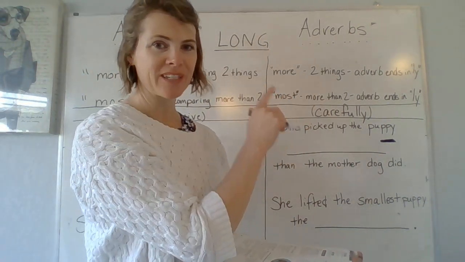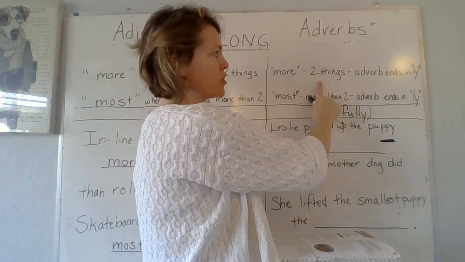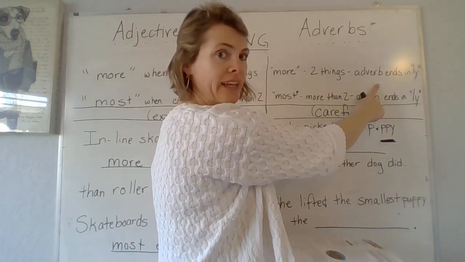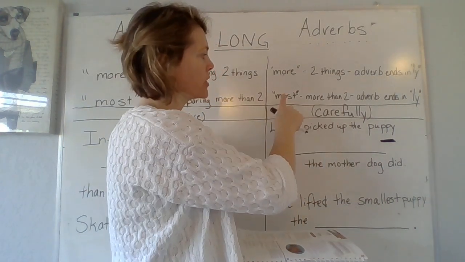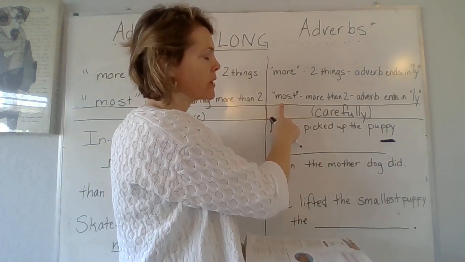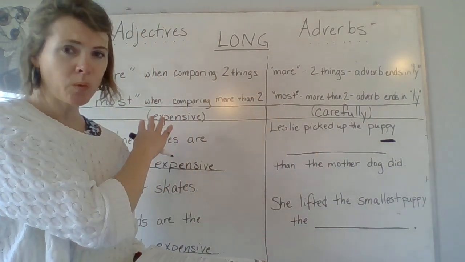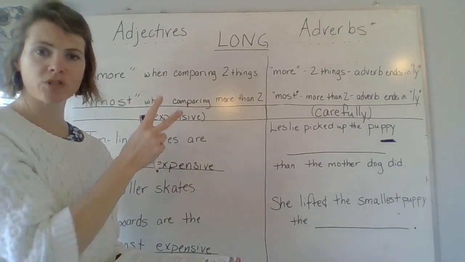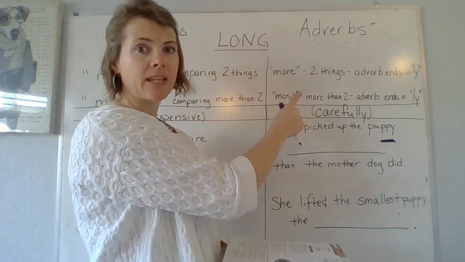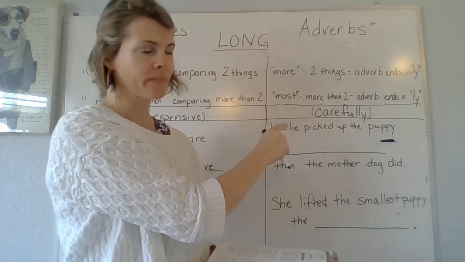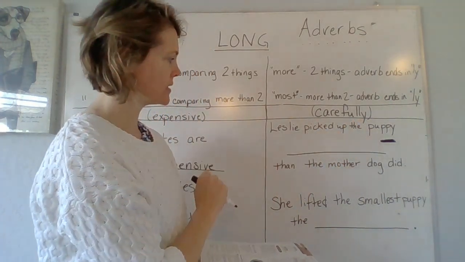Now let's look at adverbs. The rule for adverbs is very similar. We use more when we are comparing 2 things, and the adverb ends in ly. Most of our adverbs do, so that's kind of easy. And we're going to use most when we're comparing more than 2, and the adverb ends in ly. So it's the exact same rule as adjectives. More if there's 2, most if there's more than 2, but the caveat is that we have to make sure our adverb ends in ly. Well, this one does. The adverb here is carefully. So let's see how we use this.